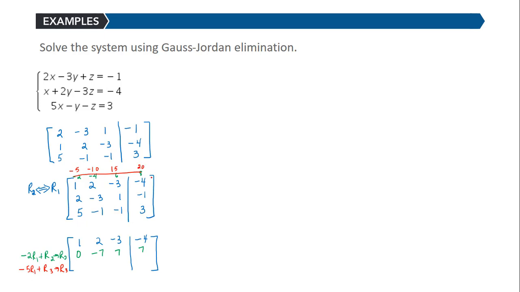You can see it's really easy to make a mistake. If one number's off, then this whole thing is off.